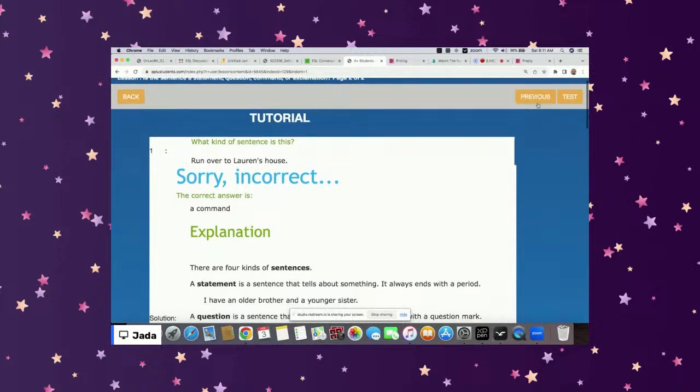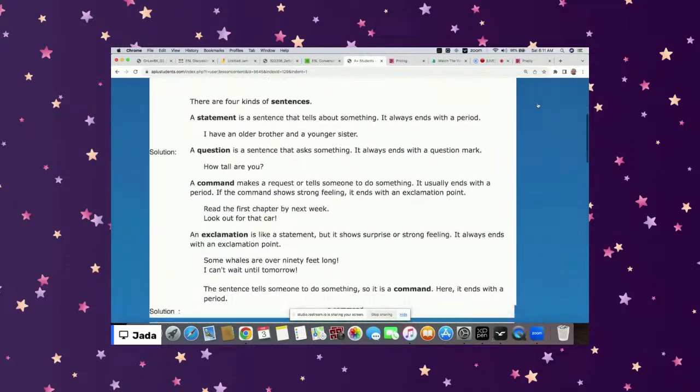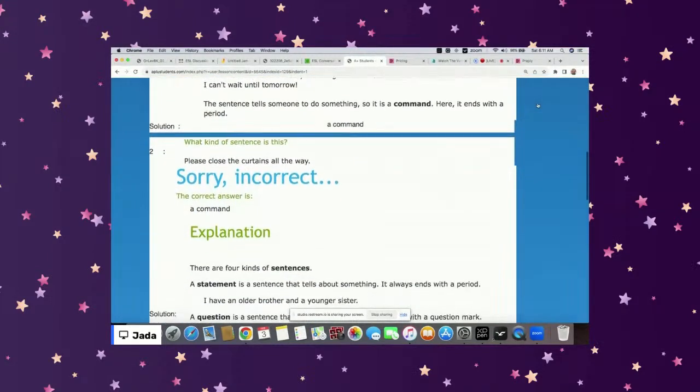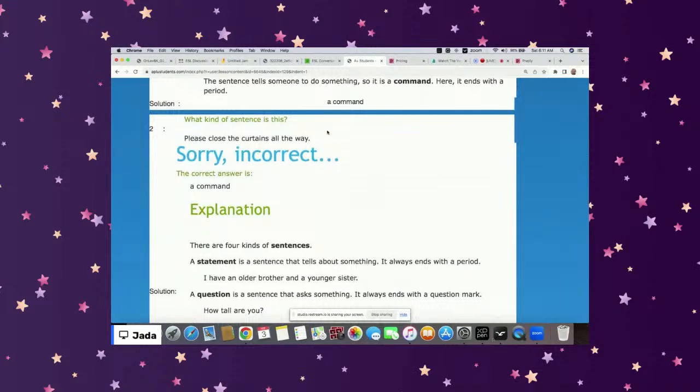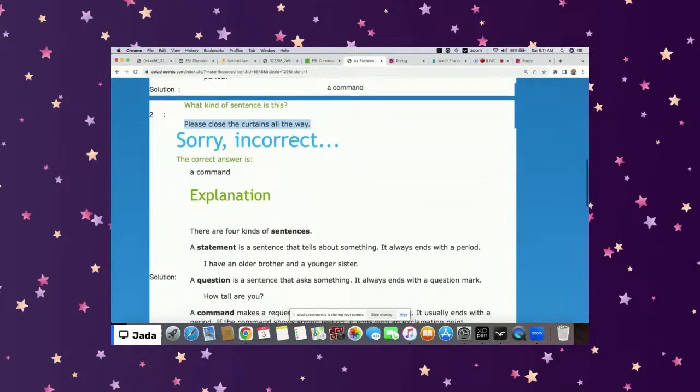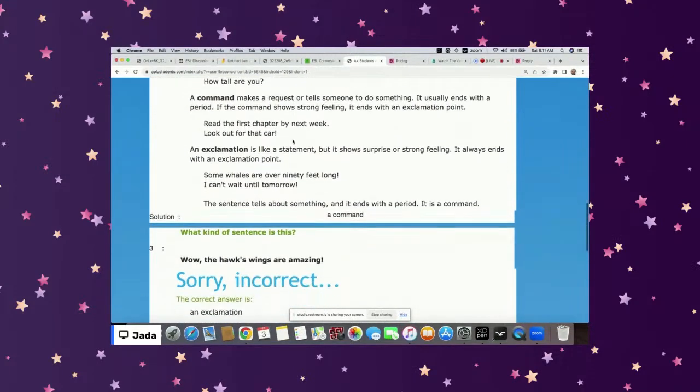Next, let's look at some more examples. Please close the curtains all the way. So number two says, please close the curtains all the way. That is also telling you to do something. So that's a command that doesn't show a strong feeling.